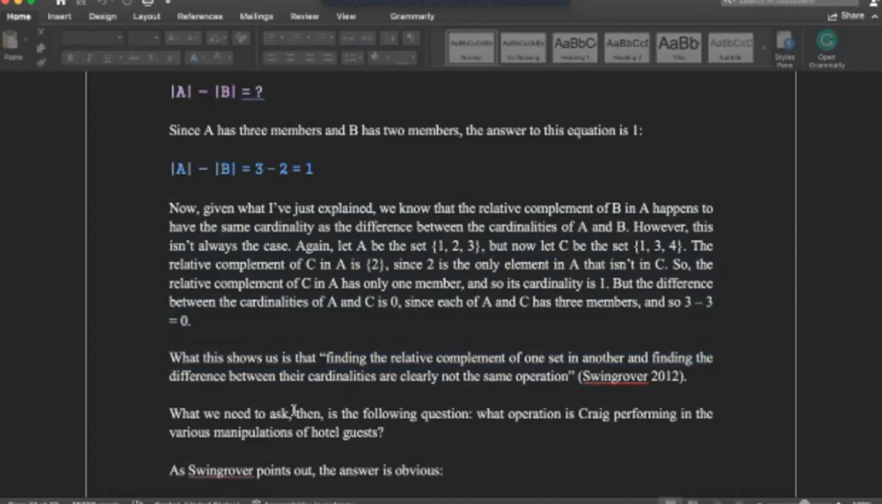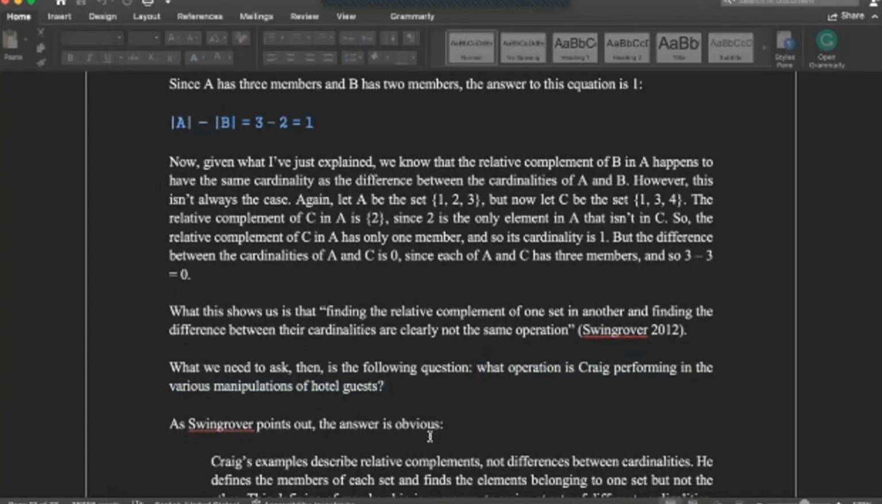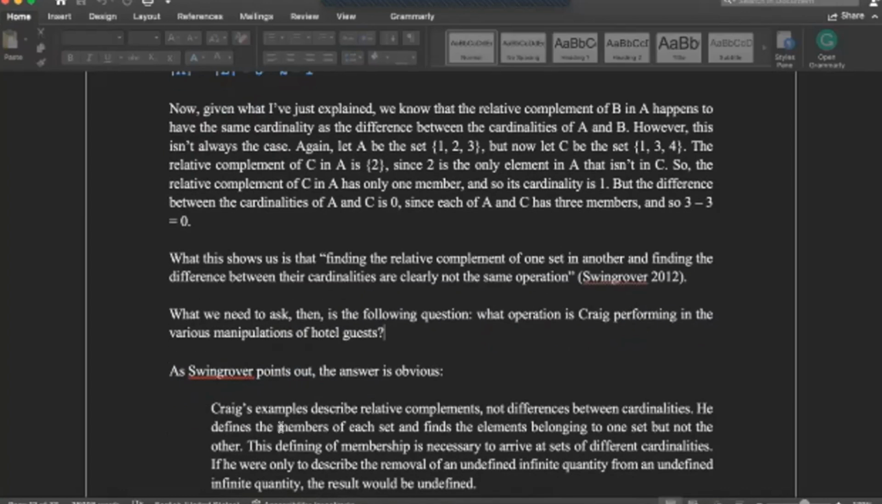What we need to ask then, and this is a crucial question in evaluating the third alleged absurdity that William Lane Craig purports to ascribe to Hilbert's Hotel and actual infinites more generally, is the following question. What operation is Craig performing in the various manipulations of hotel guests? Well, as Swingrover points out, the answer is obvious. Craig's examples describe relative complements, not differences between cardinalities. He defines the members of each set and finds the elements belonging to one set, but not the other.